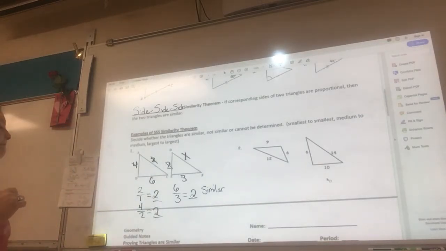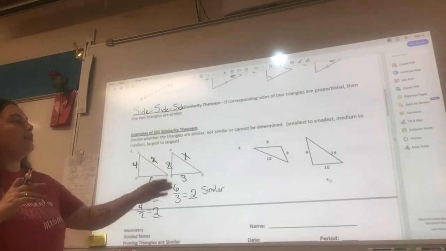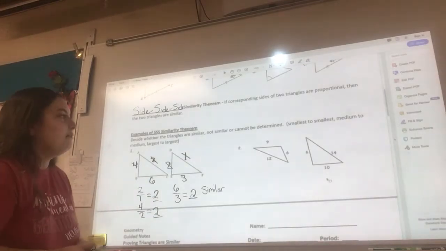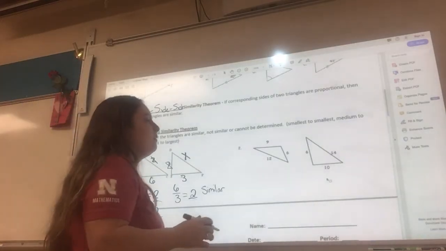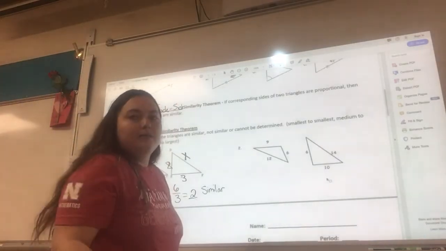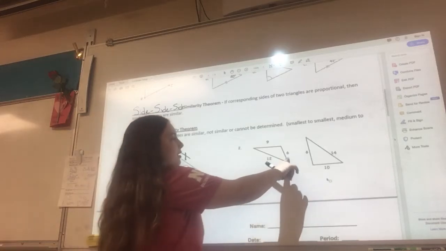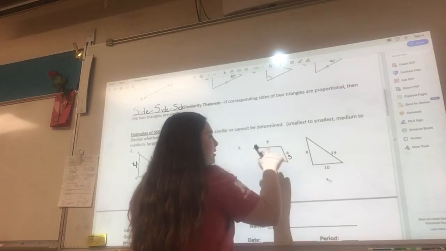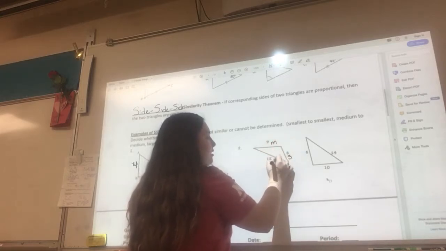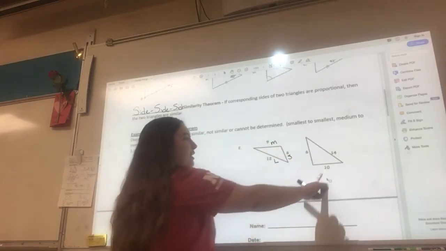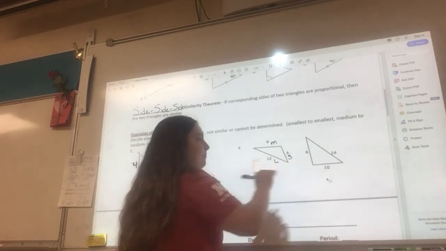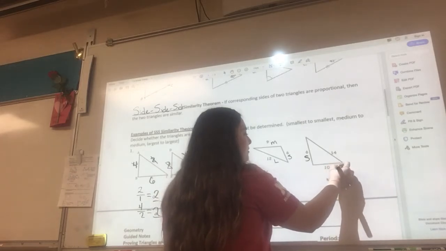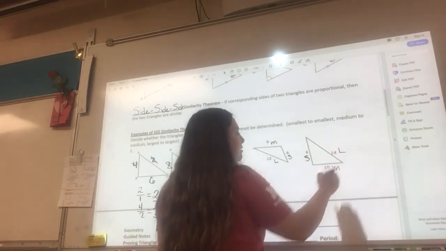Okay. You feel confident enough to move on to 2? You're doing the exact same thing. Make sure you go smallest to smallest, medium to medium, and largest to largest. Okay, so I'm going to put on number 2, small, medium, and large next to the numbers. So 6 was the smallest, medium was 9, and the largest was 12. I'm going to do it again over here on the second one. 6 was the smallest, 10 was the middle, and 14 was the largest.